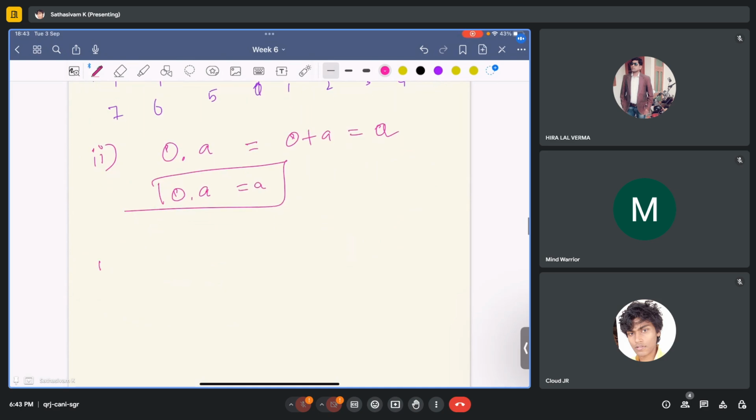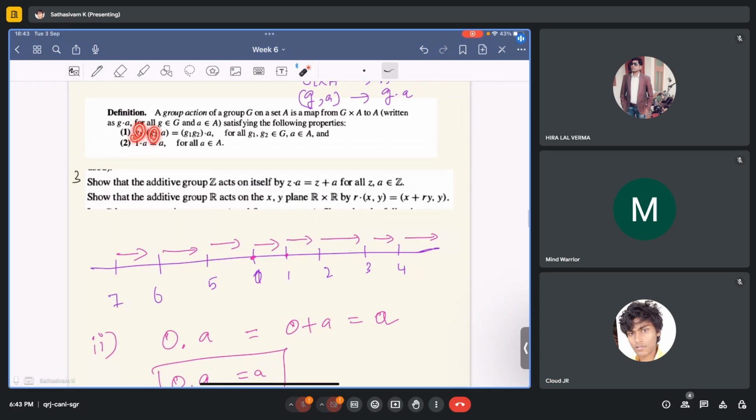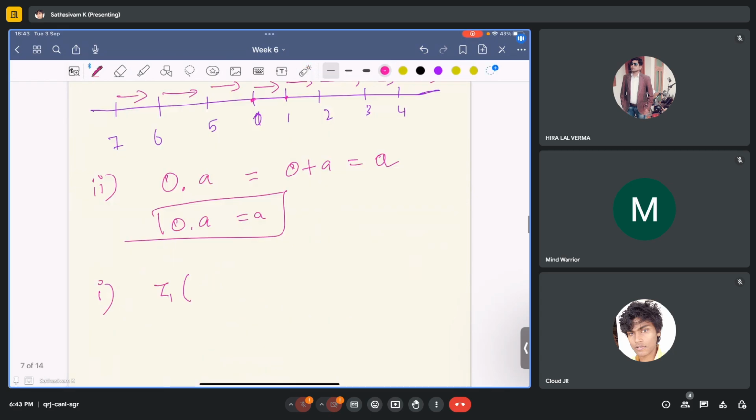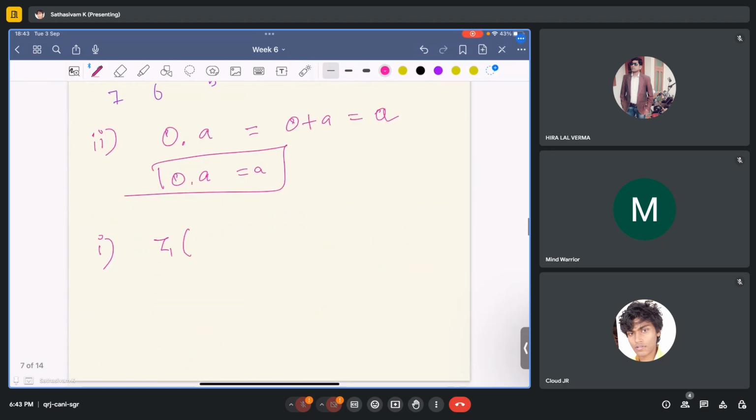Let's do the first one. So what is the first one? First one is Z1. See here you can see G1, G2 acting on A. Let me write it; you can just see it one more time. Z1 acting on Z2 acting on A. We want to prove that this is equal to Z1, Z2 acting on A. So this is the claim.